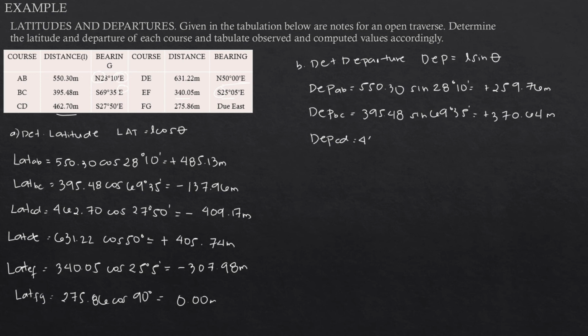So, meron tayong length na 462.70 meters sine. Bearing natin is 27 degrees 50 minutes. So, nasa east ulit. So, positive 216.04 meters. So, then departure natin ng DE. So, length na 631.22 sine. Bearing natin is 50 degrees. So, nasa east ulit siya. So, positive 483.54 meters.